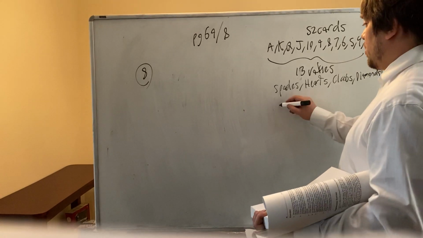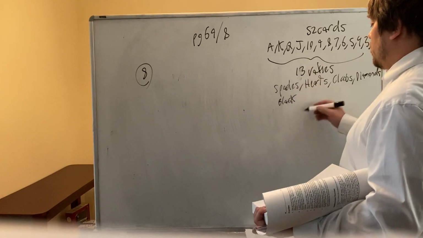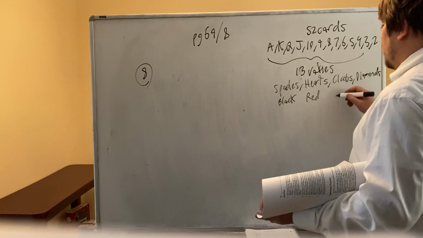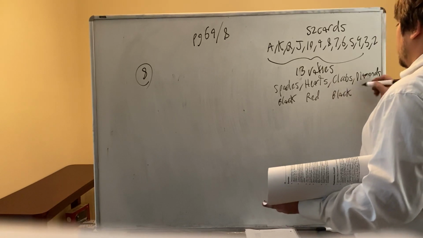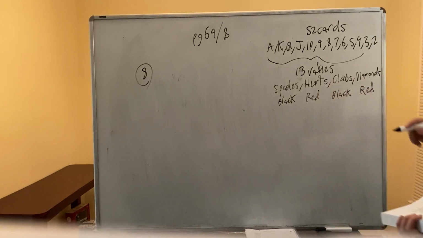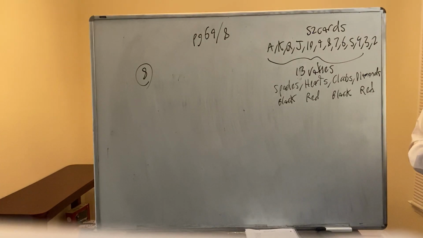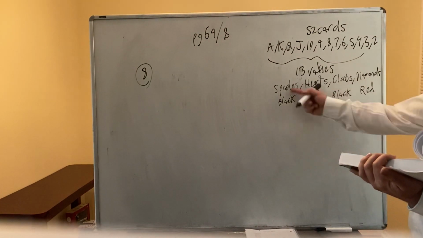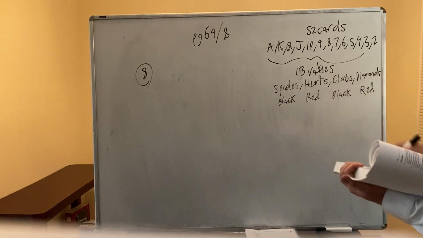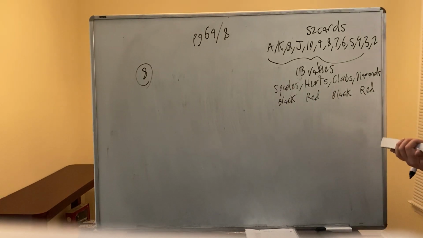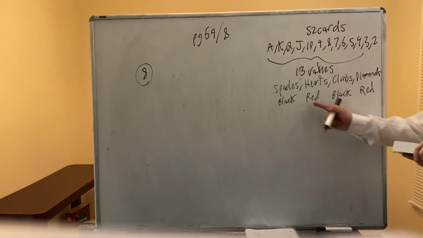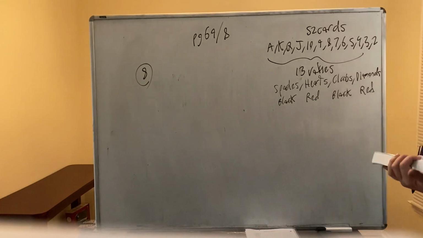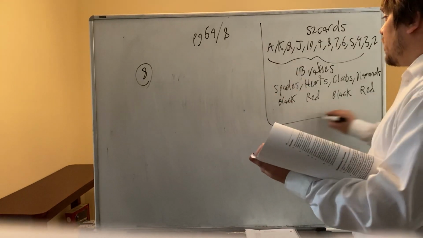Right? The spades are black, the hearts are red, the clubs are black, and the diamonds are red. So half the deck is red and the other half is black. There are 13 spades, 13 hearts, 13 clubs, 13 diamonds. 13 red here, 13 red here, 26, and 26 black. So those are the 52 cards in the deck.